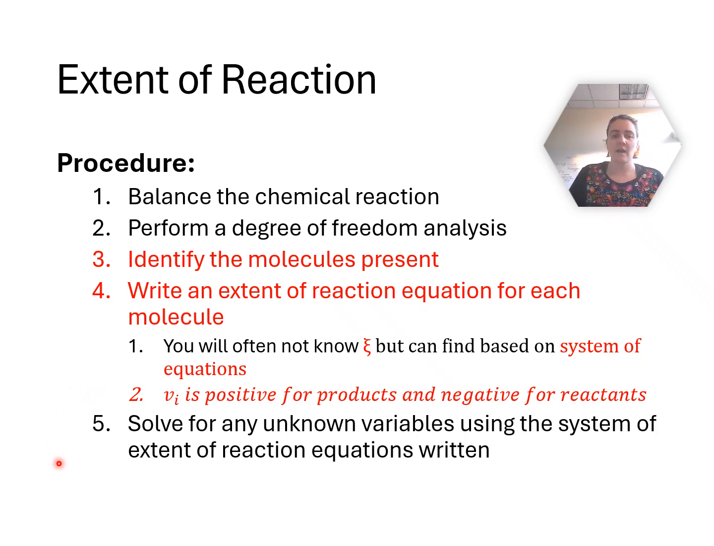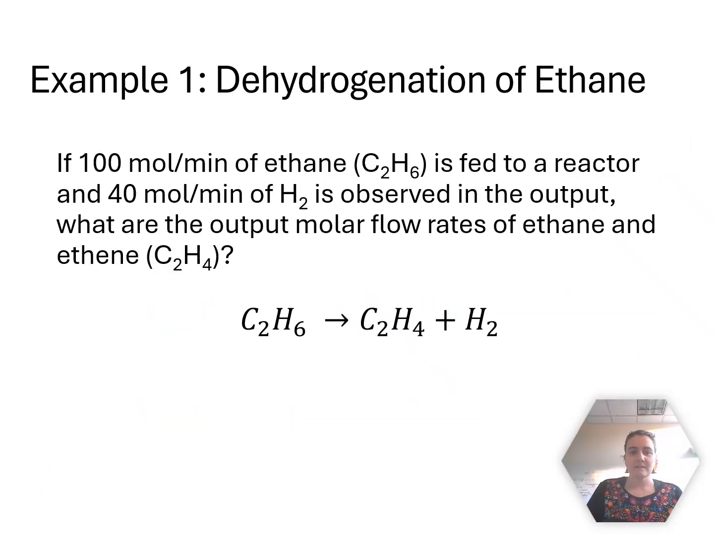And then as always, we solve for any unknown variables. So let's go back to our favorite example, dehydrogenation of ethane. Same problem that we've seen in the past two pre-lectures. Input of 100 moles per minute, output observed of 40 moles per minute of H2. The input is C2H6. This is the reaction that's occurring, and we want to find out how much ethene and how much ethane are in the output.